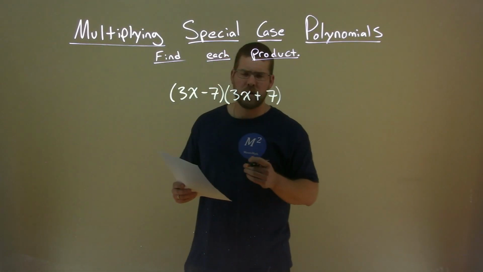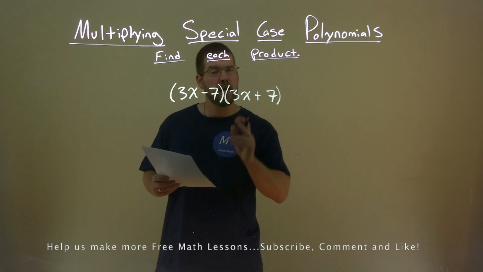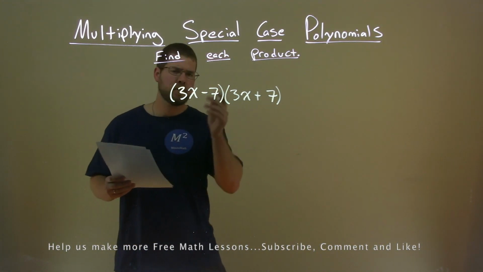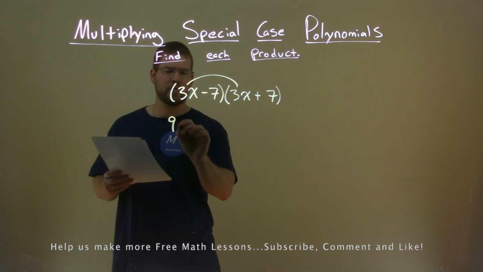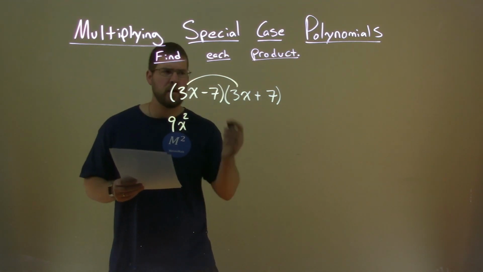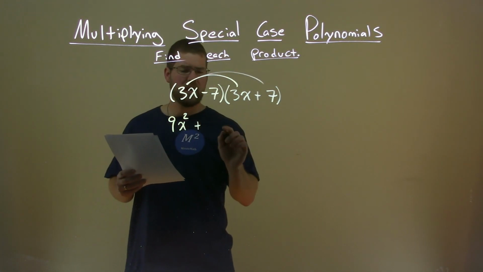We're given this problem here. 3x minus 7 times 3x plus 7. And we need to find the product. First step. 3x times 3x. 3 times 3 is 9. X times x, x squared. 3x times a 7. Well, 3x times 7 is a 21x.